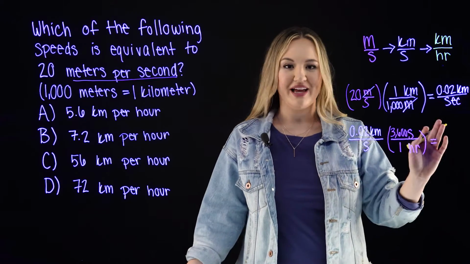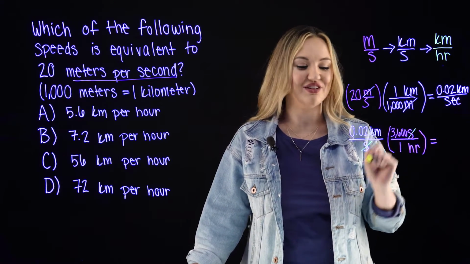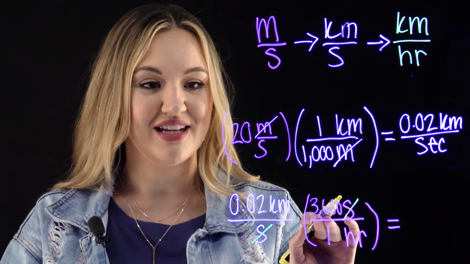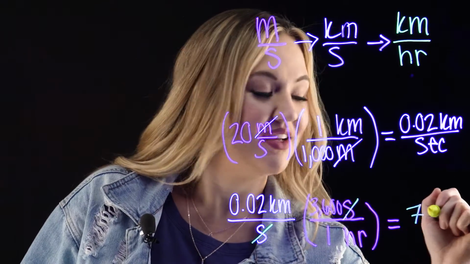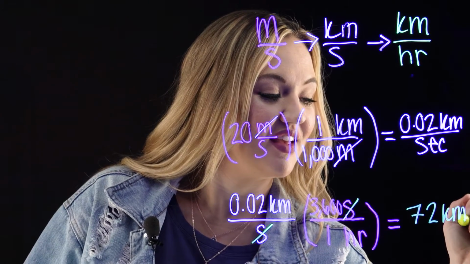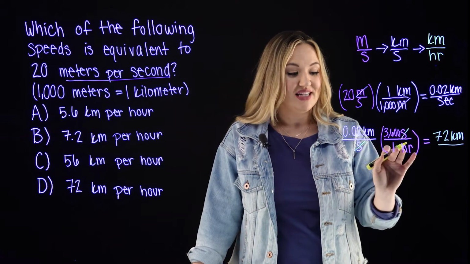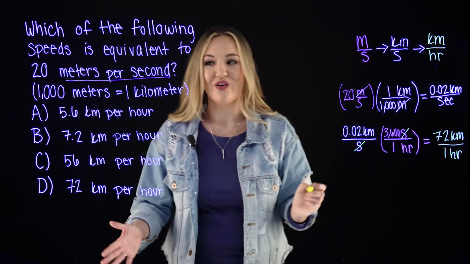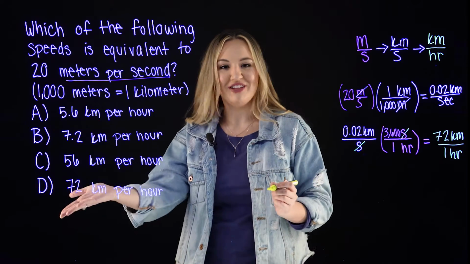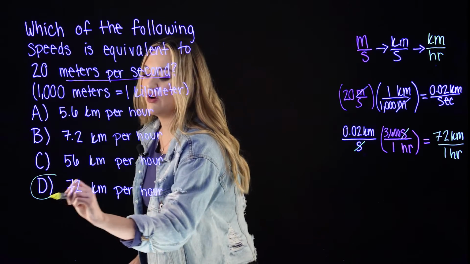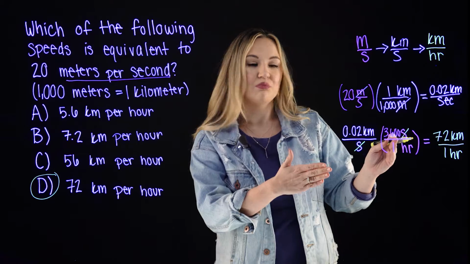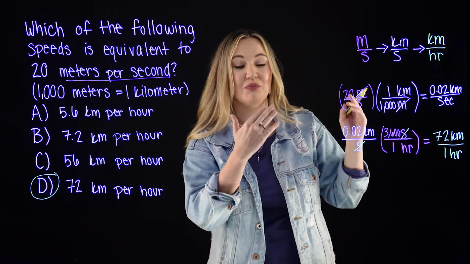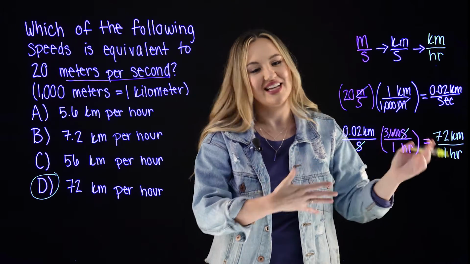So now let's multiply across because our seconds are going to cancel out. Now 0.02 kilometers times 3,600 is 72 kilometers. And 1 times 1 hour is 1 hour. So we know that 20 meters per second is equivalent to 72 kilometers per hour. So even though this had multiple steps in it, we still did the basic step of conversion and multiplying by a conversion factor to get our correct answer.